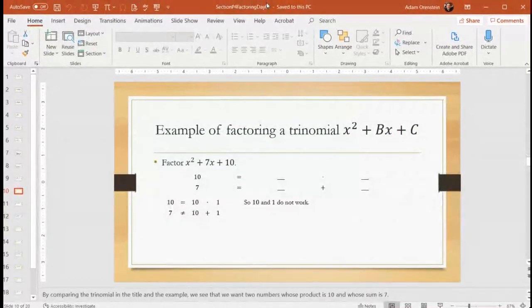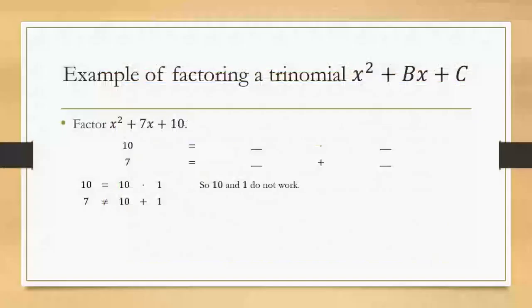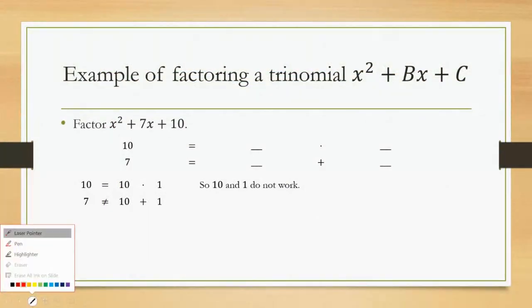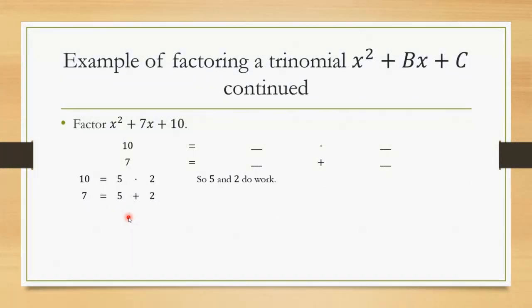So the product has to be 10 and the sum has to be 7. What I have here, of course, is not right, but I'm just showing you that if you were to try 10 and 1, you would see that doesn't work. 10 times 1 is 10, but the sum is not equal to 7. What numbers will work? Well, how about 5 and 2? The product is 10, the sum is 7. These numbers are going to work.